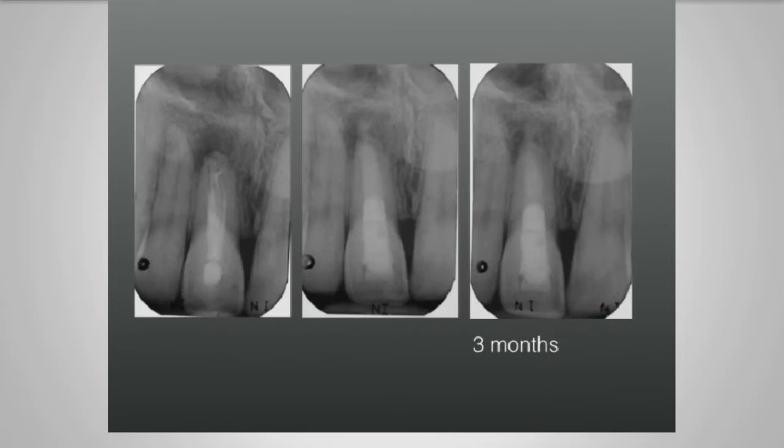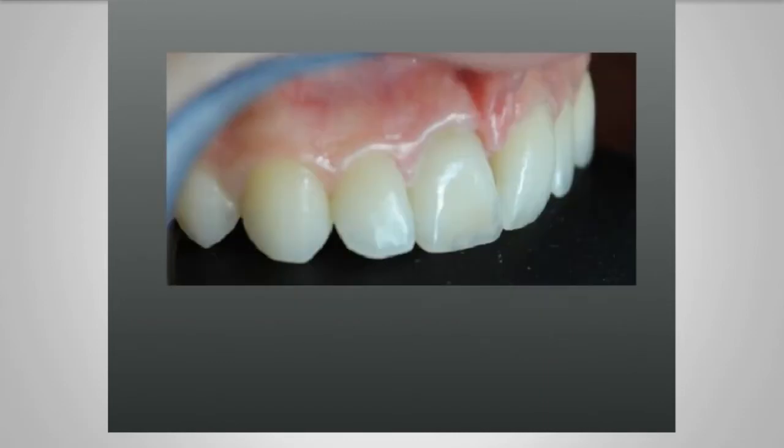And then the tooth was bleached using an internal bleaching technique, and then the composite was replaced and restored on the incisal tip. And this is the final result. You see the colour match is very nice after internal whitening.